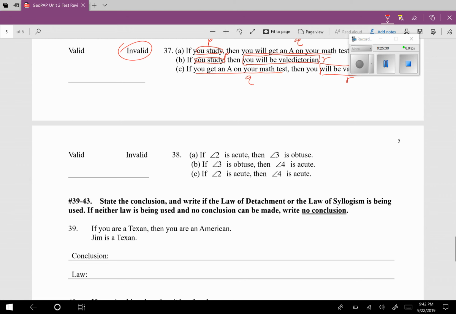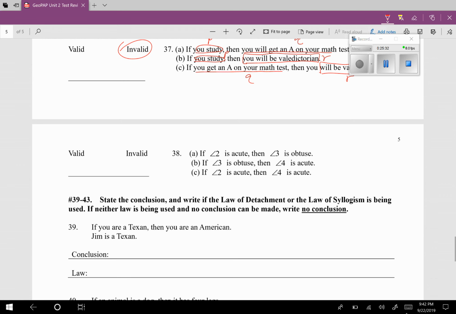Okay, here we go. If angle 2 is acute, then angle 3 is obtuse. Okay, if angle 3 is obtuse, that's Q, then angle 4 is acute. That's R. So now we can go and say, if angle 2 is acute, P, then angle 4 is acute, R. So there we go. It went P then Q, Q then R, P then R. That is valid from the law of syllogism.